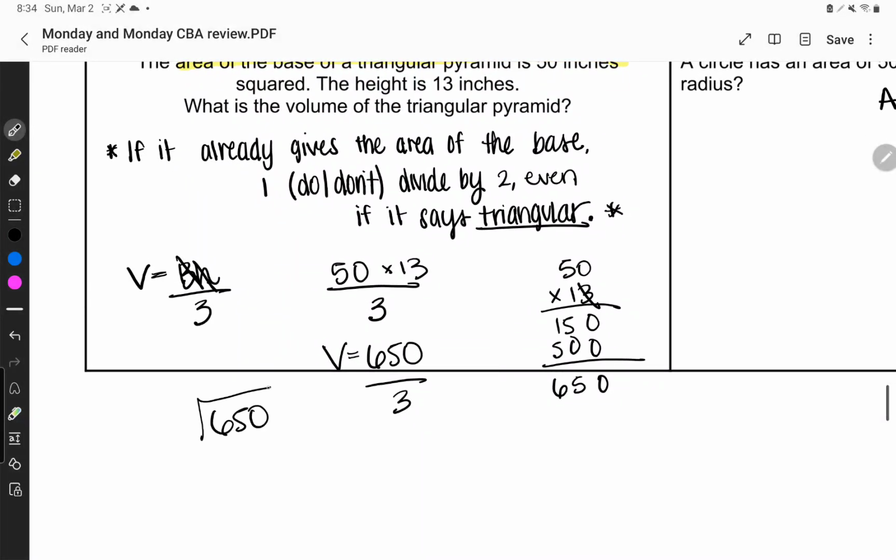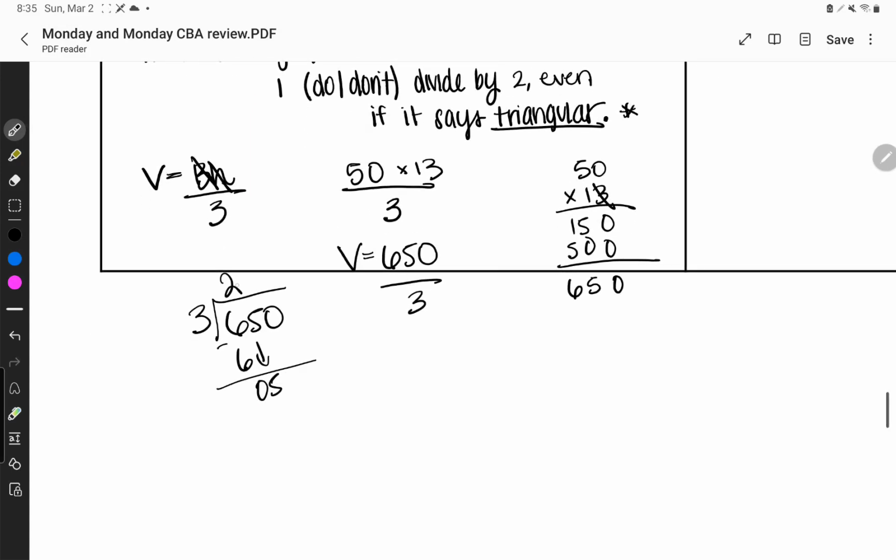What do you get when you do 650 divided by 3? 3 goes into 6 twice. 2 times 3 is 6. Subtracting that gives me 0. Drop down your 5. 3 goes into 5 once. 1 times 3 is 3. Subtracting that gives me 2. Drop down your 0. 3 goes into 20 8 times. 8 times 3 is 18.